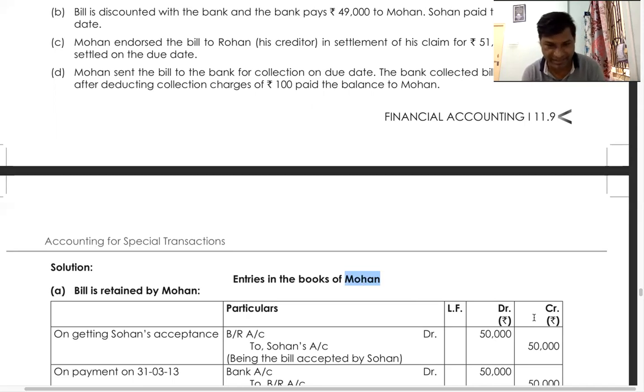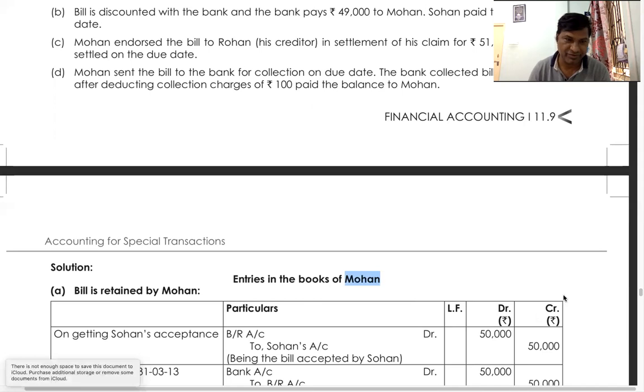Mohan is a creditor, right? Okay. Mohan is a drawer, right? Yes, sir. Mohan is a drawer in the books of drawer. Okay, so if nothing is mentioned, there's no name given, then you can write drawer. When the name is given, you have to write the name. Okay, so therefore we have written the name.